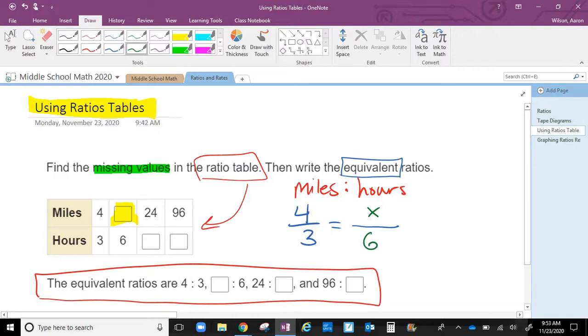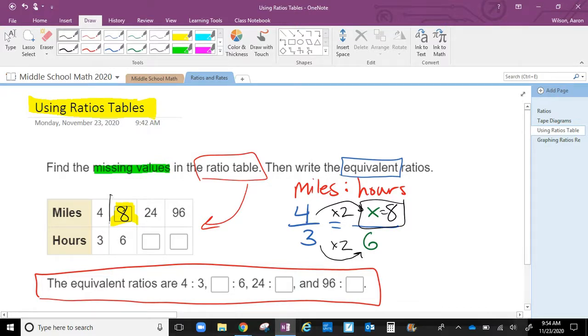Now, there are multiple ways to do this, but I like to spot patterns. So the very first pattern I noticed is that 3 times 2 gives me 6, and what you do to the bottom, you have to do to the top. You should have learned that in elementary school. So we are now going to multiply the numerator. 4 times 2, which gives me 8. So x is 8. So you should realize that everything is doubling, right? So from 3 to 6, it's doubled. From 4 to 8, it's doubled.